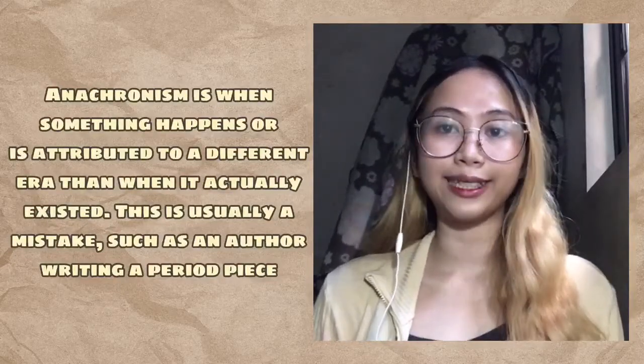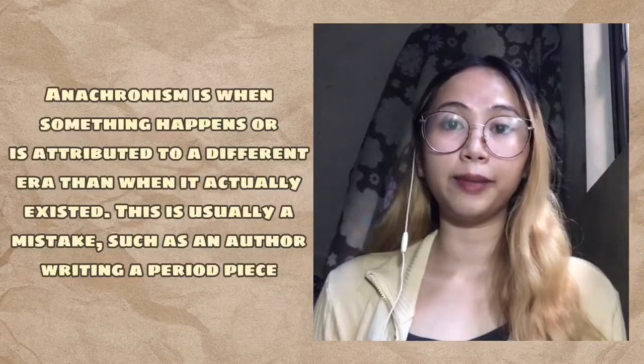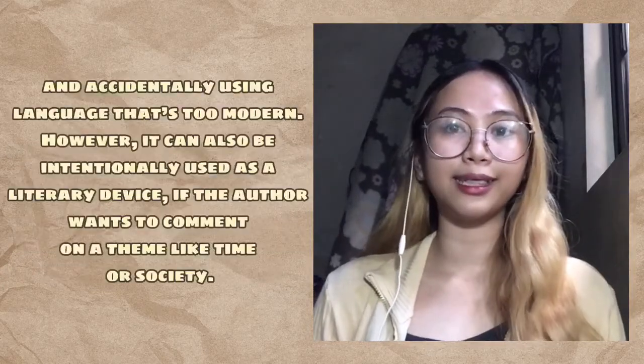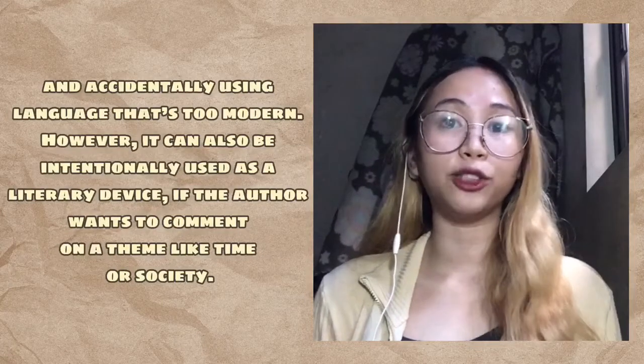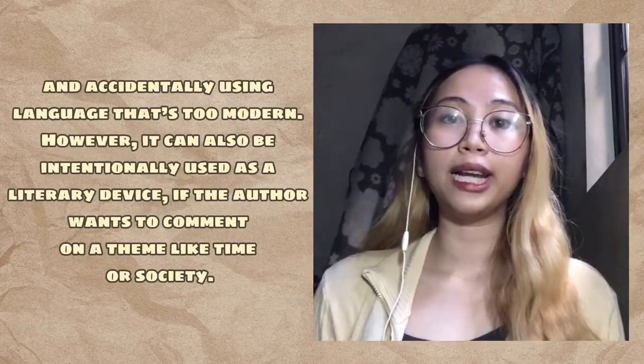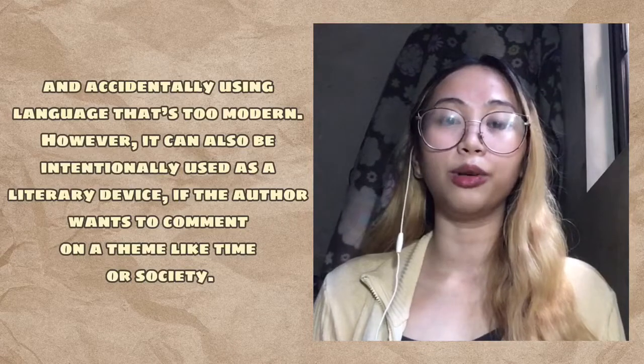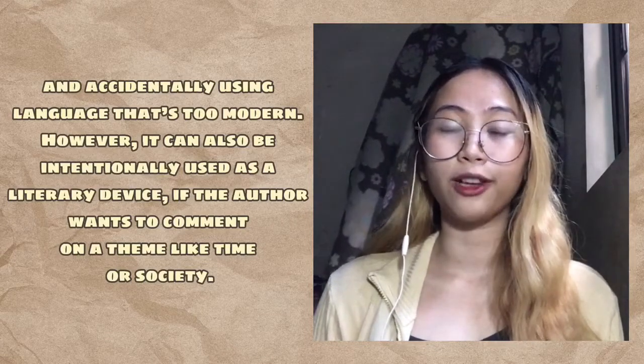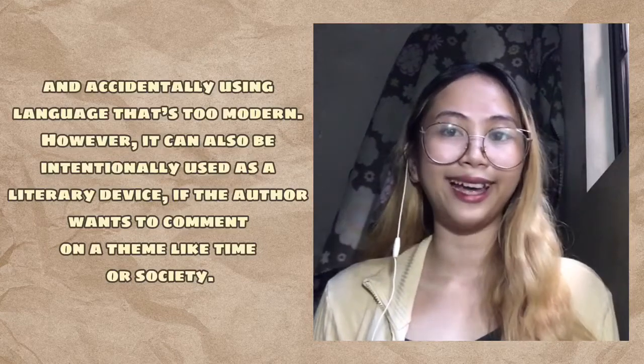Number 2, anachronism is when something happens or is attributed to a different era than when it actually existed. This is usually a mistake, such as an author writing a period piece and accidentally using language that's too modern. However, it can also be intentionally used as a literary device if the author wants to comment on a theme like time or society.